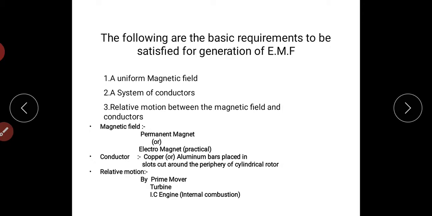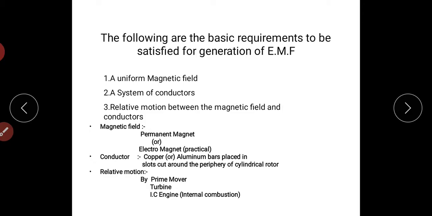Next one, time varying magnetic fields. If we connect a DC supply across the electromagnet, it produces constant magnetic fields. If we connect an AC supply across the electromagnet, it produces time varying fields. In case of a DC generator, we require only constant magnetic fields, so electromagnets with DC supply are used. Generally, for low rating DC generators, permanent magnets are used to produce the magnetic field. For high rating DC generators, electromagnets with DC supply are used.